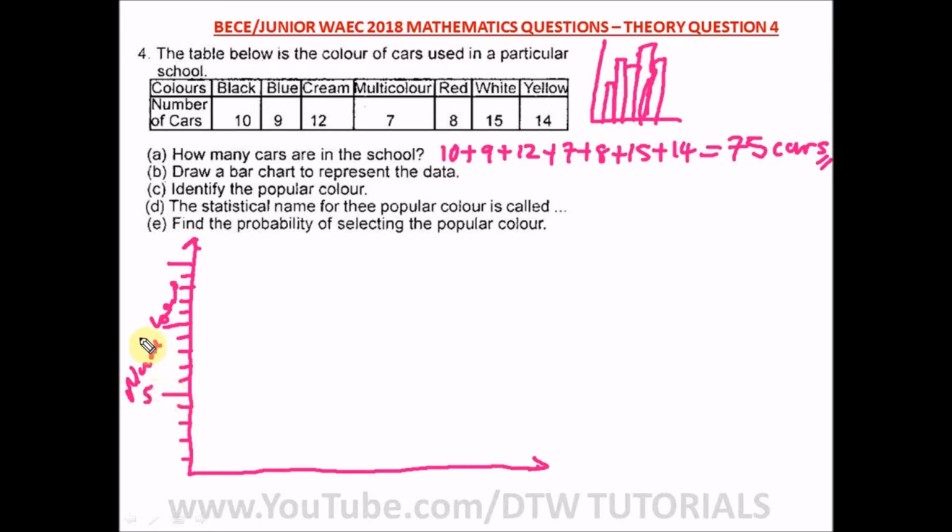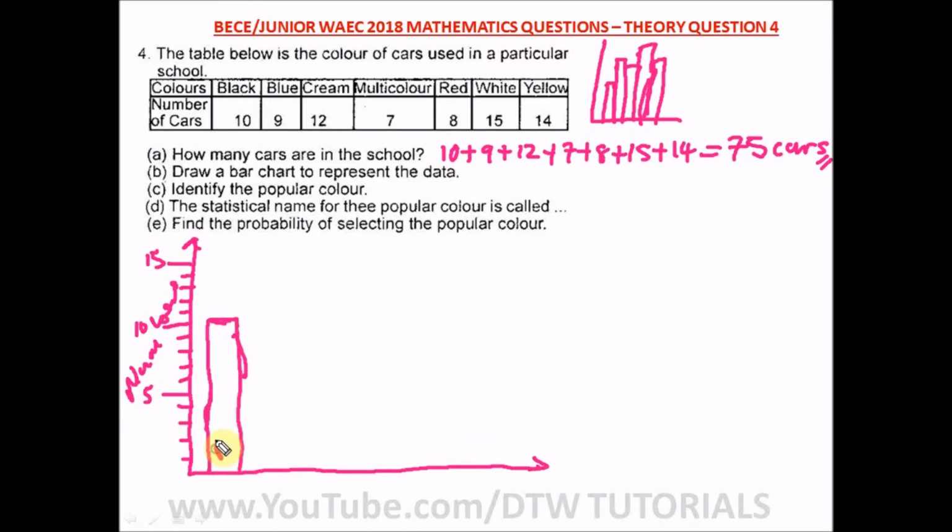So this is our 5, this is 10, and this is 15. Why do I stop at 15? Because the highest number of cars here is 15. If it was above, definitely this line would go further up. Now our first bar: black is 10, so 10 will be here. Leave a space. Remember, this is a bar chart, so you have to leave a space. Sorry, my line is not too straight. This is for black cars, which is 10.